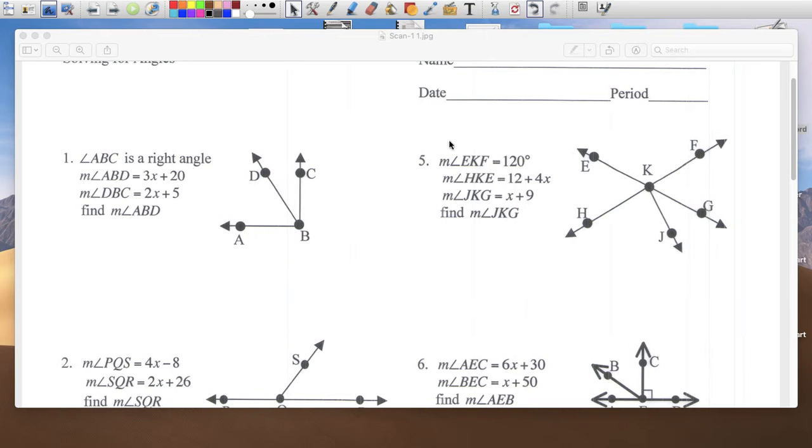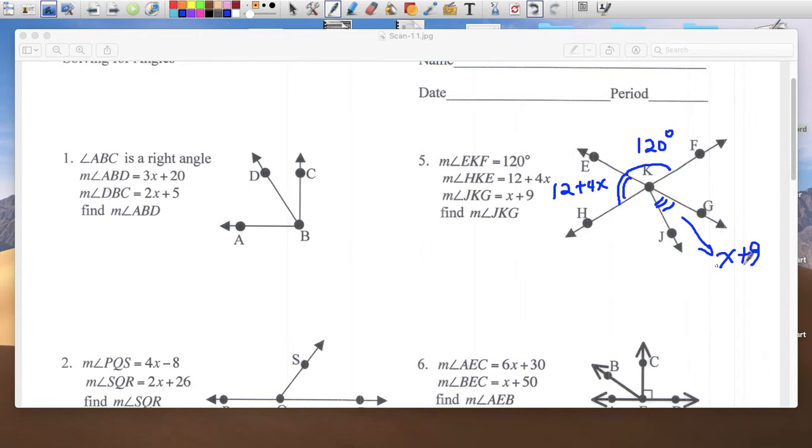Let's do this side by side. Angle EKF equals 120. So this whole thing right here is 120. Angle HKE, this guy over here, is 12 plus 4x. I'm going to put two lines because they're not the same. And angle JKG, this angle, I'm going to put 3 little lines, is said to be x plus 9.